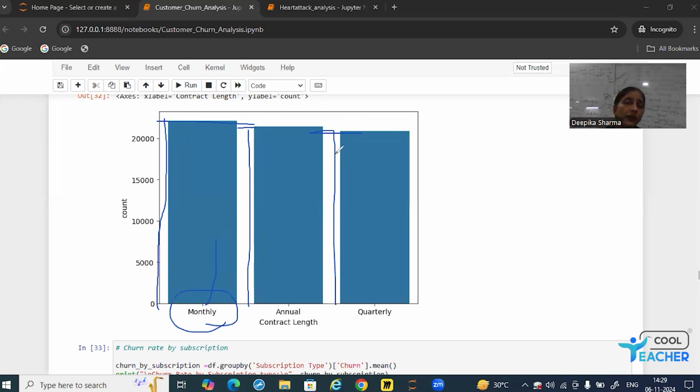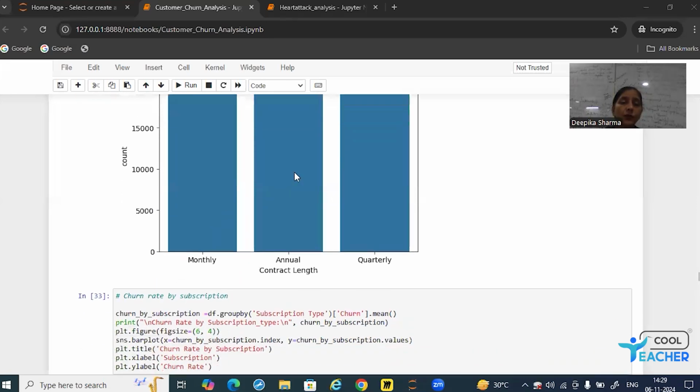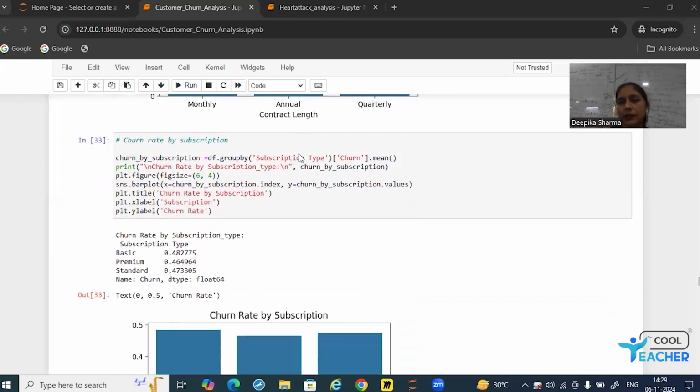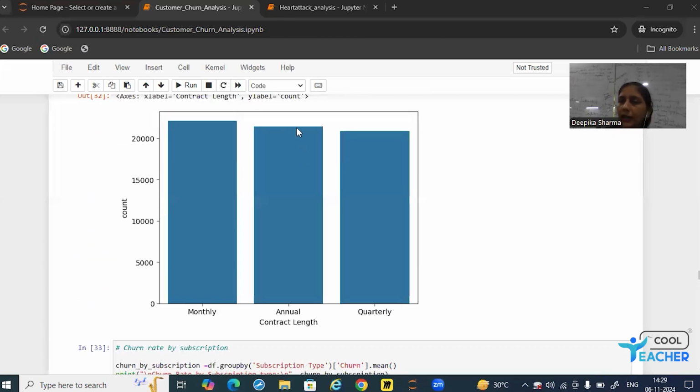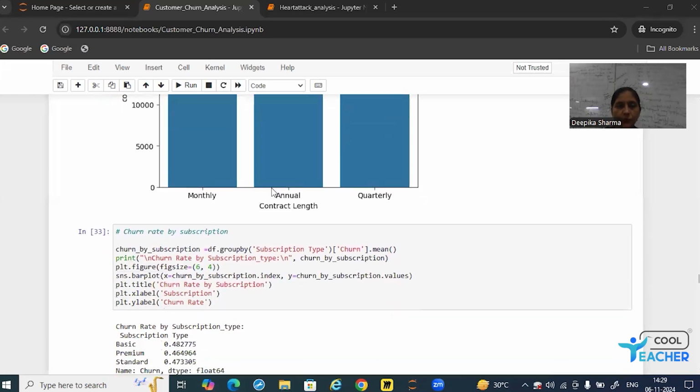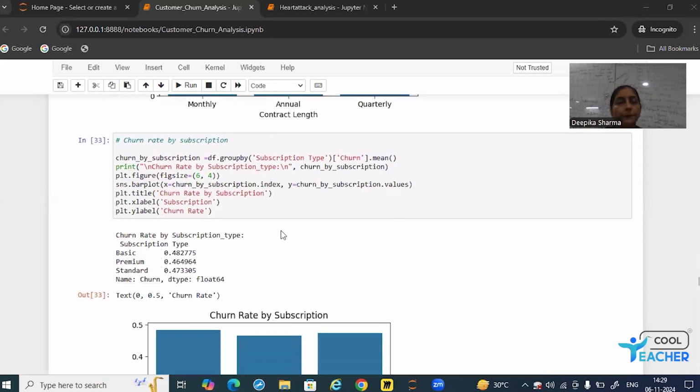So now one needs to define that a number of people are moving towards the monthly contract length. One has to think whether we can move people towards the annual and quarterly contract length so that the product usage could be more and people should not leave the subscription. So in this way, one has to plan the strategy here.